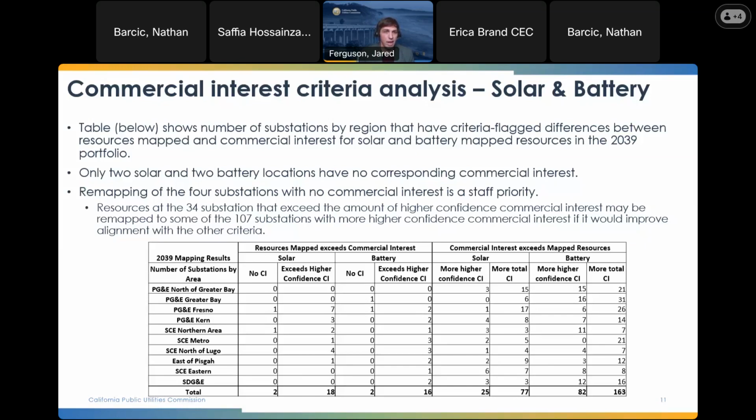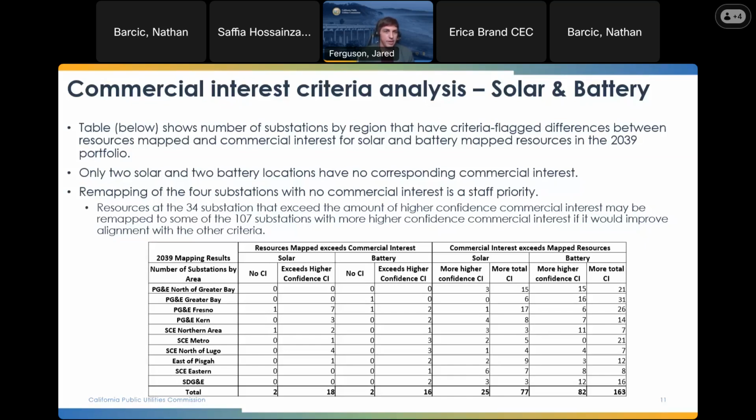So you have two columns for solar. You have substations where we have solar mapped and there's no commercial interest, and then substations where we have solar mapped and the amount mapped exceeds the amount of higher confidence commercial interest. So it's not exceeding the total amount of commercial interest, but it's exceeding that higher confidence amount. We have the same thing for batteries, the no commercial interest and the higher confidence. And then we have the opposite side of the analysis, where the amount of commercial interest at that substation exceeds the amount mapped. Again, we're saying if there's more high confidence commercial interest and then also more total commercial interest.